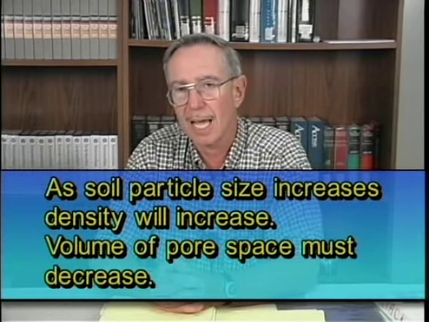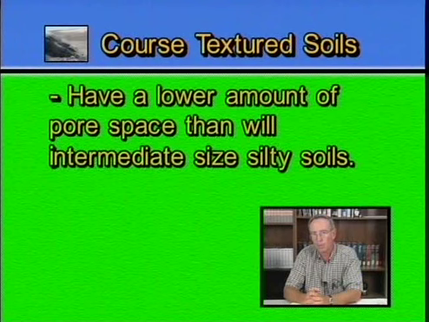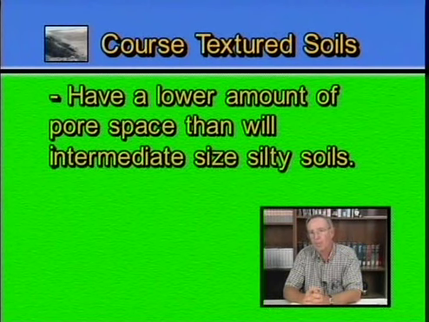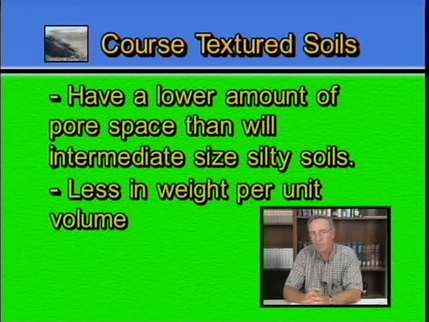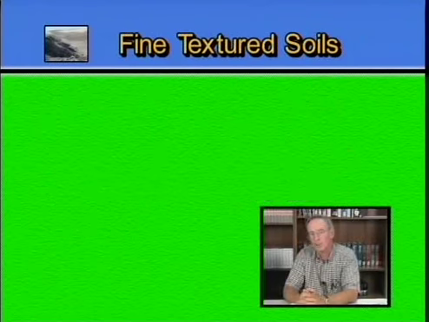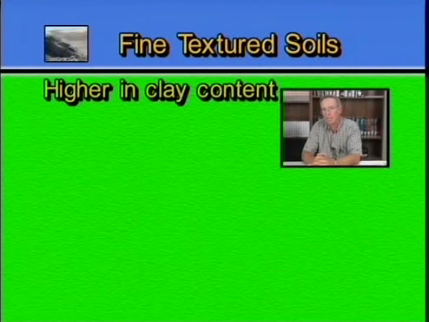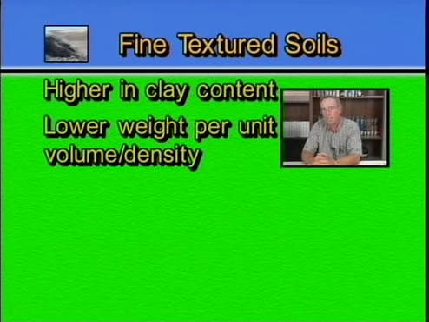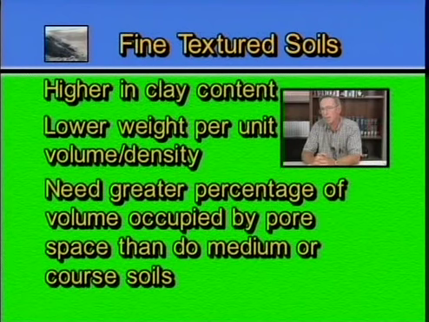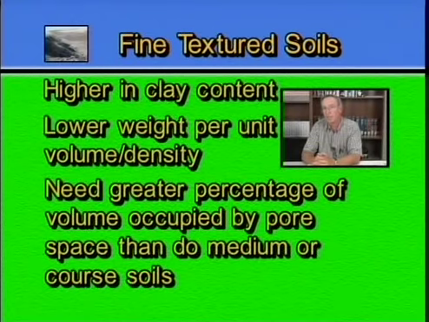Another way of saying that is that coarse textured soils will have a lower amount of pore space than will intermediate sized silty soils, which will be somewhat less in terms of weight per unit volume. And then when we get into the finer textured soils, the clays, those that are higher in clay content, they will have a lower weight per unit volume or a lower density, which means that they must have a greater percent of their volume occupied by pore space than do the medium and or the coarse textured soils.